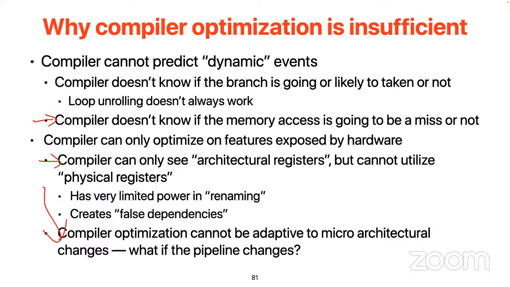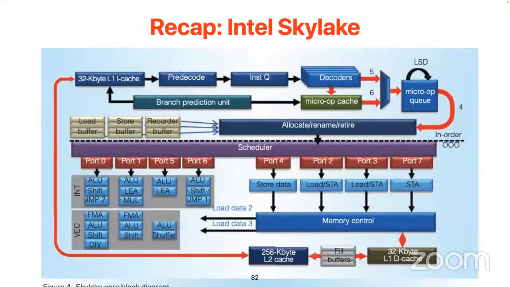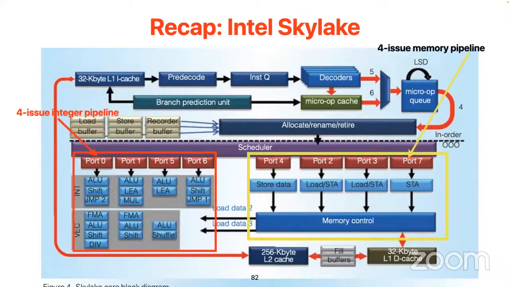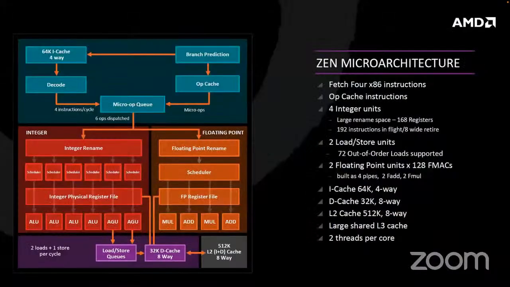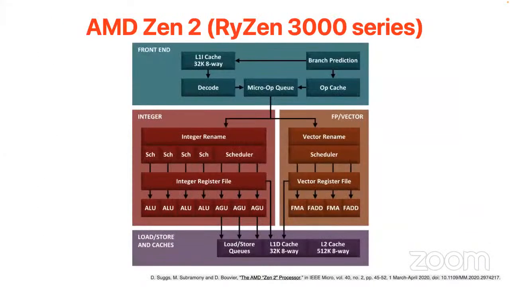And compiler optimization cannot be adaptive to any microarchitectural changes. For example, if your pipeline gets deeper, or if you have a new feature in the pipeline, you have to recompile your code. And after you recompile the code, it probably won't work with old processors. So it's very limited in practice in a lot of cases. So that's why we need hardware optimizations. And in fact, modern processors like Intel processors or AMD processors all have the hardware optimizations that we mentioned.